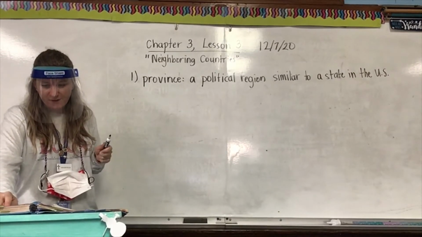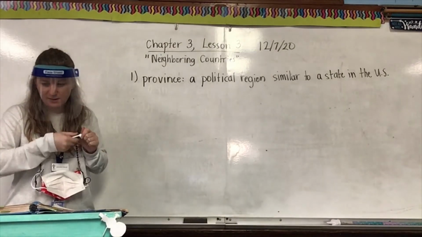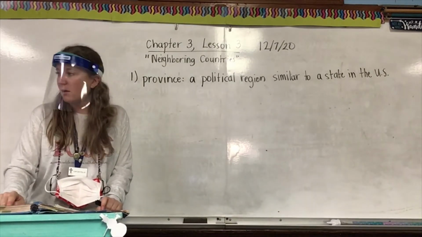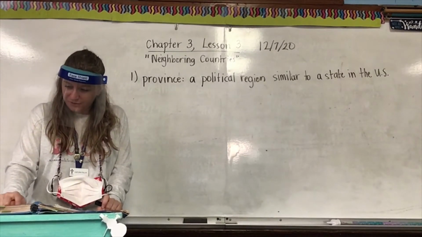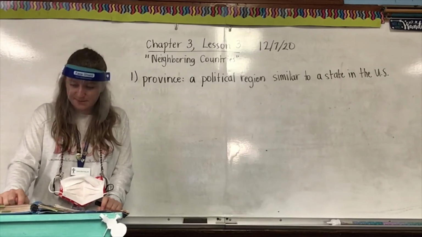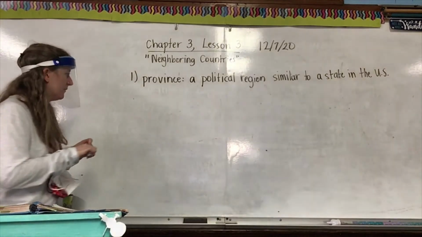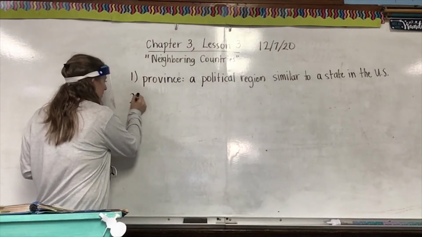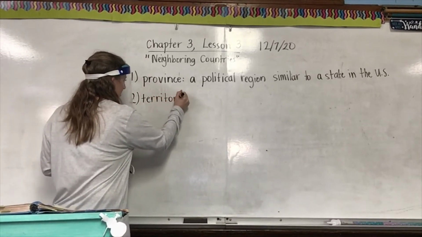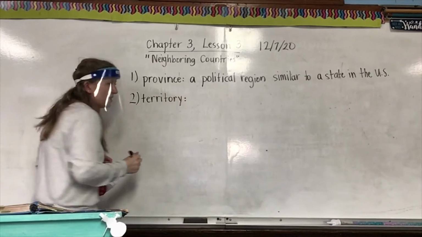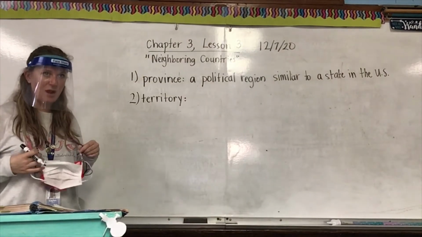Okay, finger ready on the other 3 political regions. Finger or bookmark. We are on the other 3 political regions. The other 3 political regions are territories. A territory is an area owned and governed by a country. So number 2 is the word territory. Make sure you spell it correctly. If you can't see it up here, it's in your book. Territory.